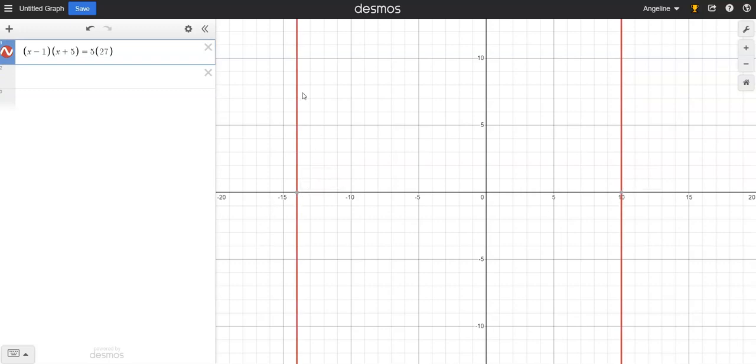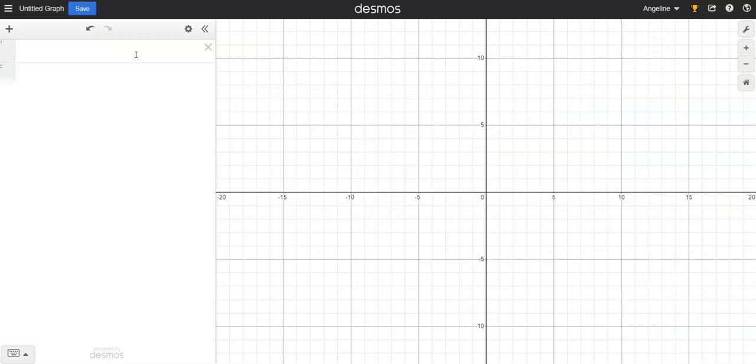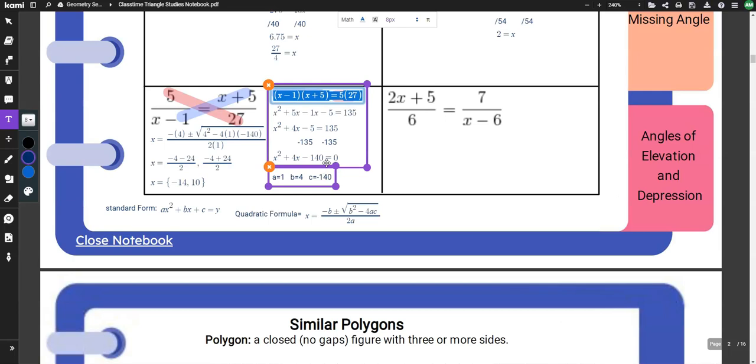X equals negative 14. You can't do it that way in the Inspire sometimes, so it's easier if you do it from, in the Inspire, it's usually better if you go from this part and put y equals this, the x squared plus 4x minus 140.